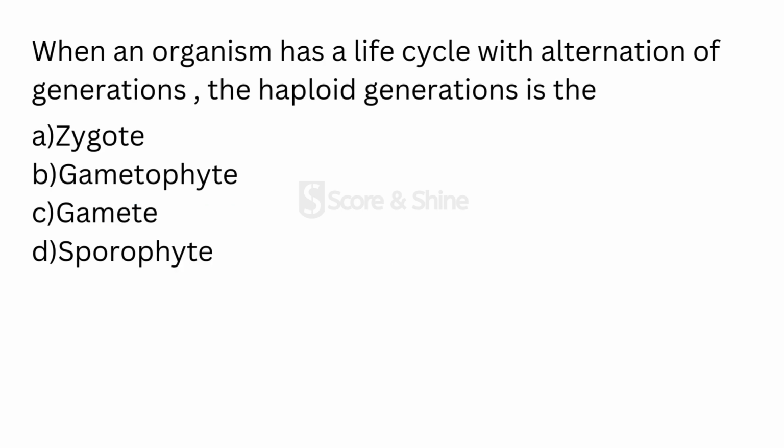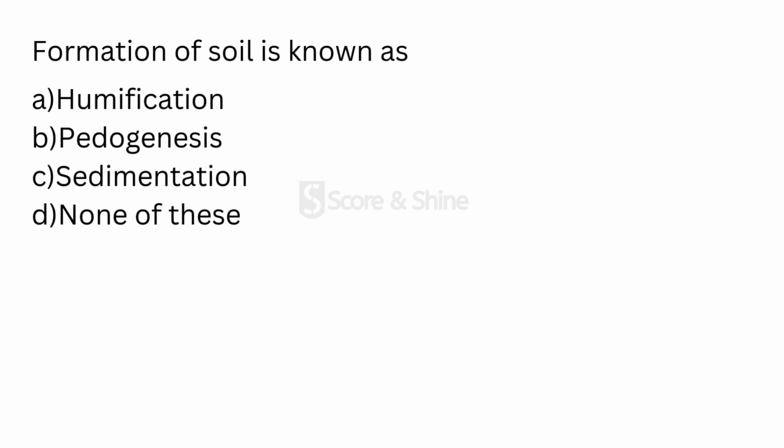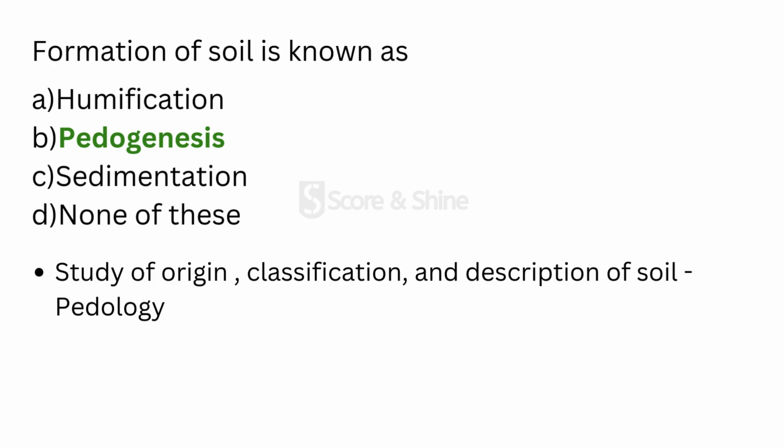So next, when an organism has a life cycle with alternation of generations, the haploid generation is the. So the answer is gametophyte. So next, formation of soil is known as. So it is known as pedogenesis, and the study of origin, classification and description of soil is known as pedology.